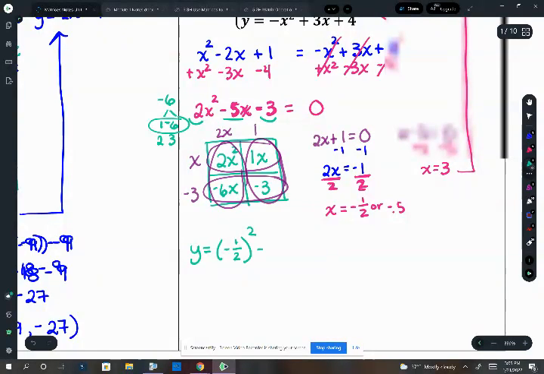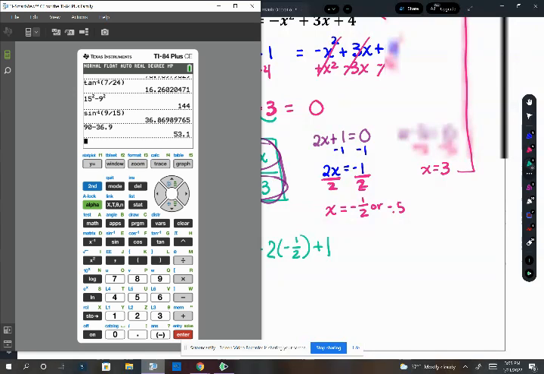Negative 1/2 squared minus 2 times negative 1/2 plus 1. And so if I use my calculator or whatever, which I guess I could just do that as well, you can put it in. If it's easier for you to use your calculator, then do that. So we've got negative 0.5 squared minus 2 times negative 0.5 plus 1. And so we're going to get 2.25.